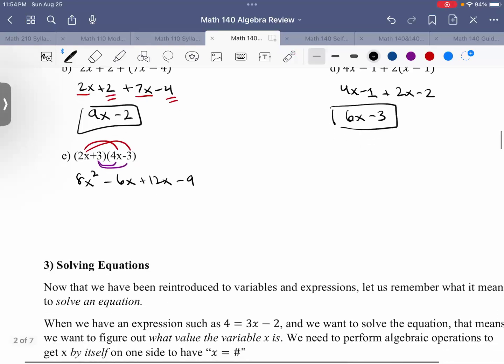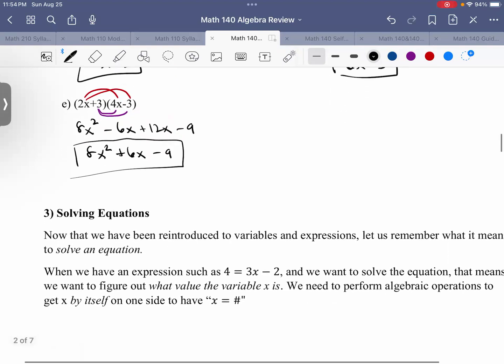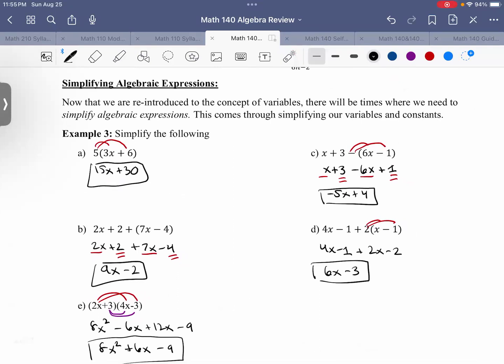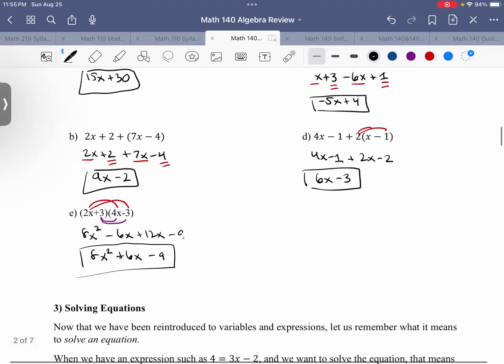All right, and so we're going to simplify this. This would be 8x squared. The only things that can combine are this negative 6x plus 12x, which is 12 minus 6, so that would be 6x, and minus 9. All right, so that is a brief review about simplifying algebraic expressions: distributing, adding, multiplying. So hopefully that jogs your memory a bit.